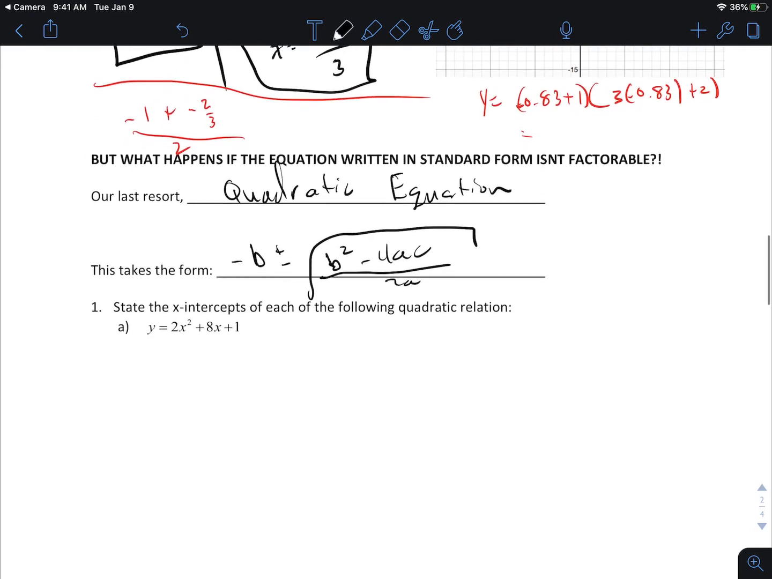So, let's look at this one. We'll go through our checklist. No greatest common factor. Can't do perfect square trinomial, no difference of squares. Okay, so we're going to do a complex trinomial now.